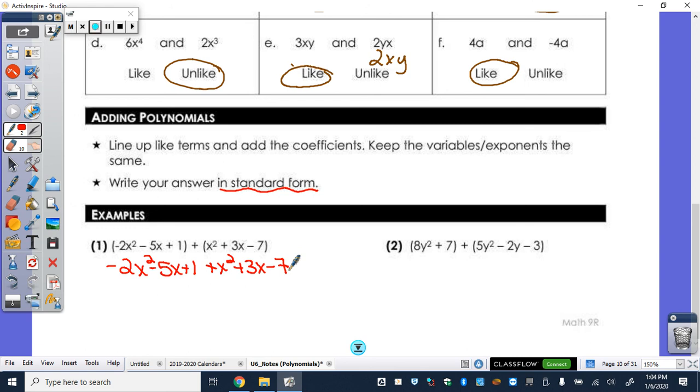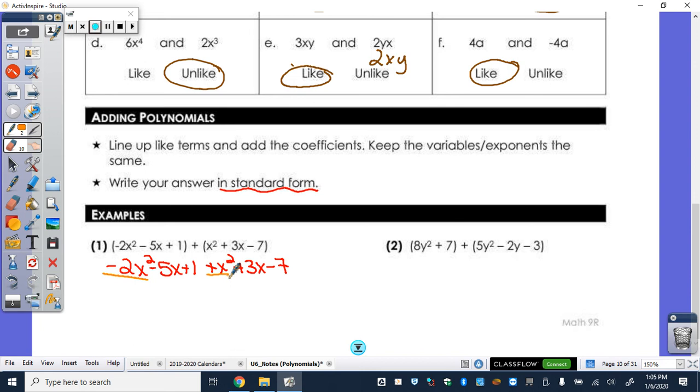Because again, they didn't do anything, so I'm going to get rid of them. Now I'm going to add my like terms. I'm going to start with my largest exponent. My largest exponent is the x squared. So negative 2x squared plus 1x squared.